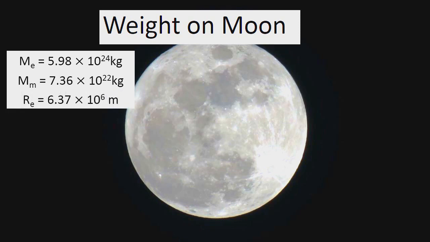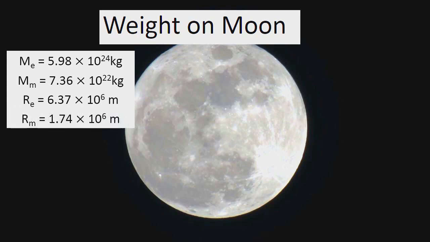RE, radius of earth is 6.37 into 10 raised to 6 meters. Rm is 1.74 into 10 raised to 6 meters. Over here दोनों जगह पर 10 raised to 6 is common. However, instead of 6, 1 के terms में आ रहा है. So radius of moon is 6 times less than that of earth.